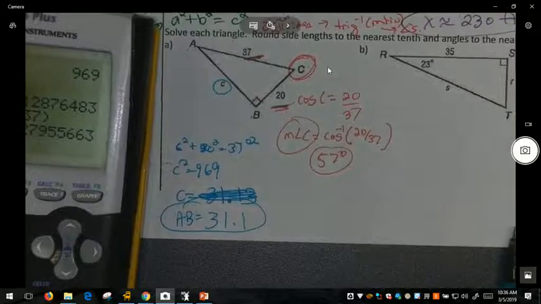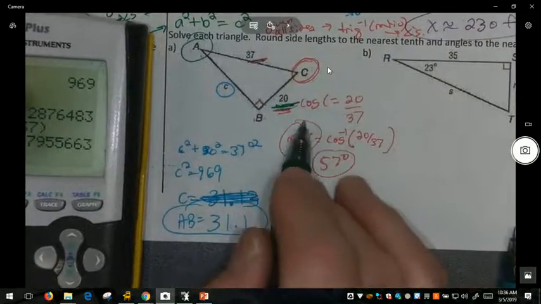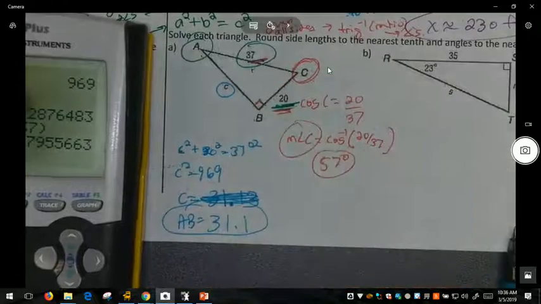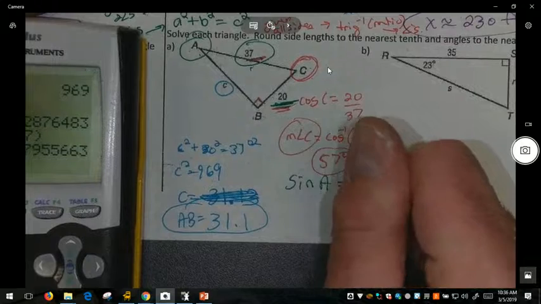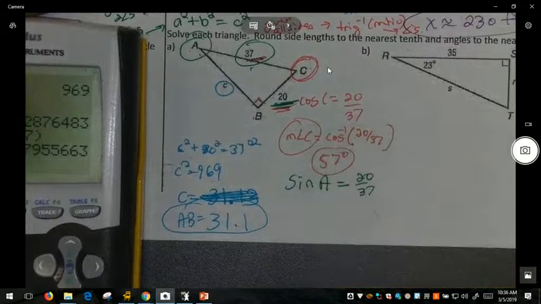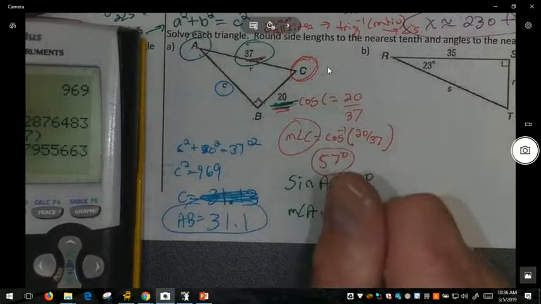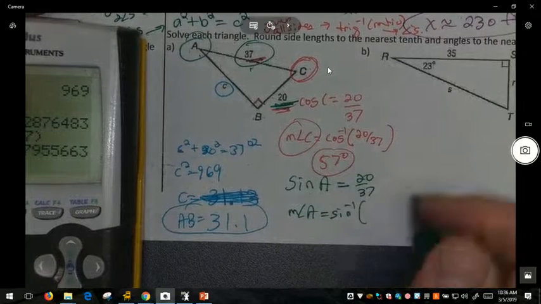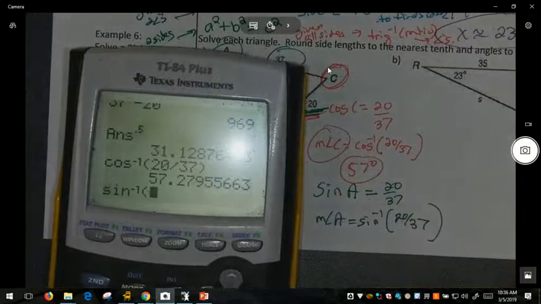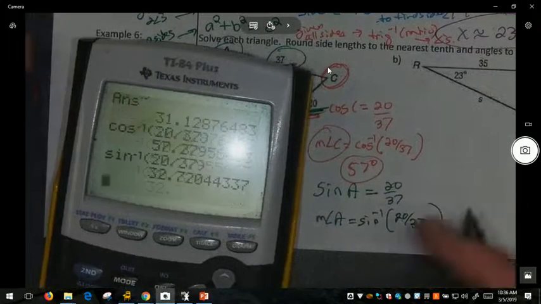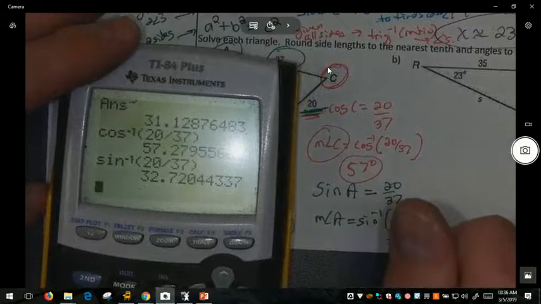As I go to find the measure of angle A, the 20 is now the opposite. The 37 is still the hypotenuse. Opposite and hypotenuse is sine. So the sine of angle A is 20 over 37. To find the measure of angle A, since I have the ratio, I just need to do the inverse. So sine inverse of 20 37ths is 32.7, so 33 degrees.